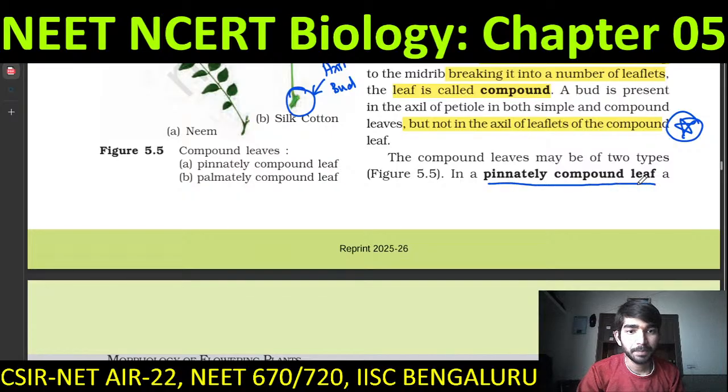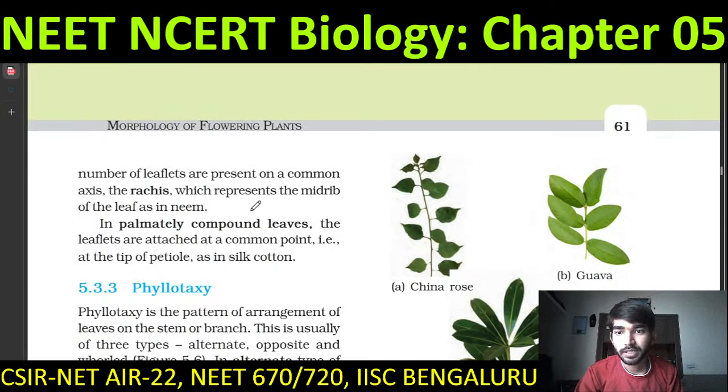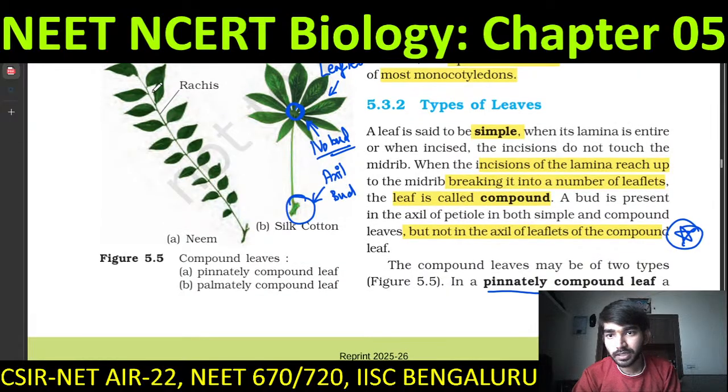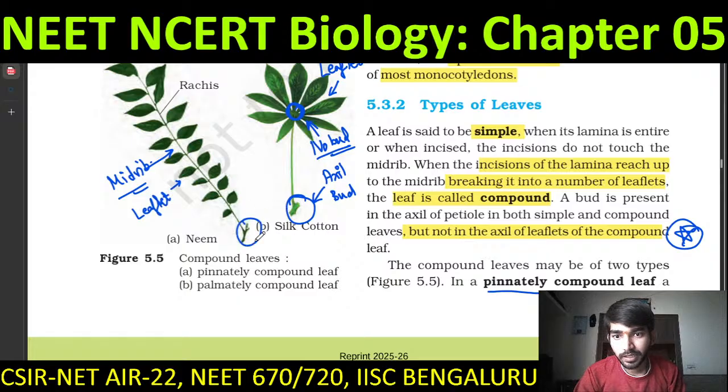Here it can be a pinnately compound leaf or a palmately compound leaf. Here are the examples given. A number of leaflets are present on a common axis, the rachis, which represents the midrib of the leaf, as in neem. You can see these multiple leaflets are present on the same midrib. This is the midrib. These are the small leaflets. And here we will see one axillary bud. This is called the pinnately compound leaf.